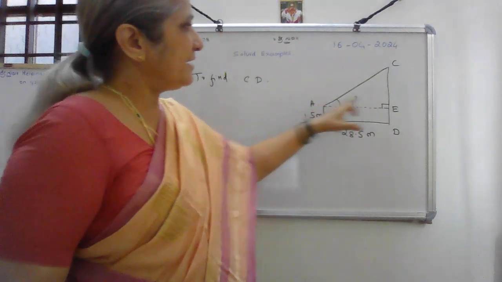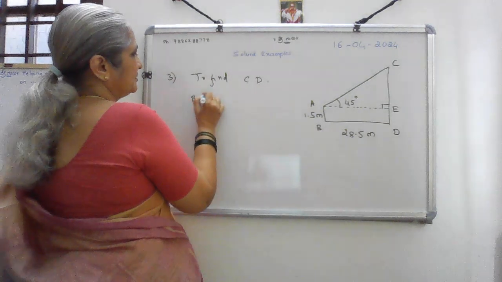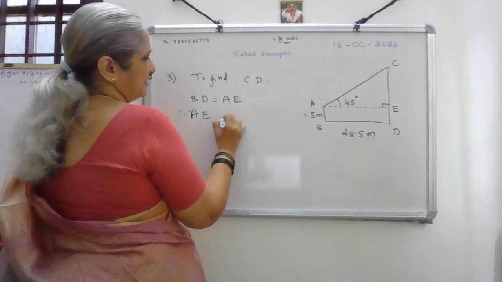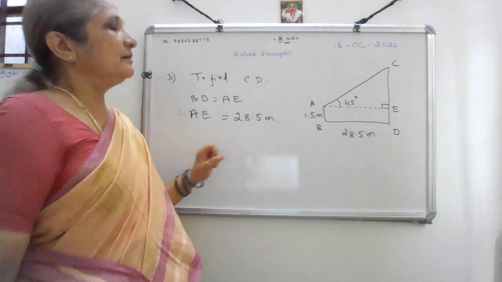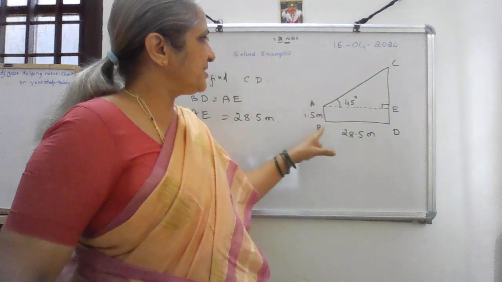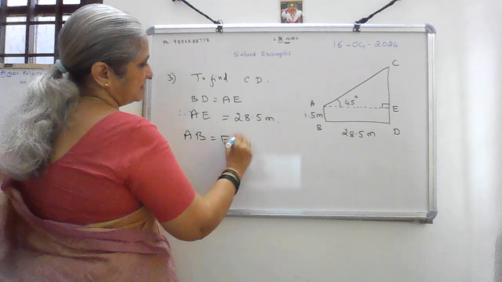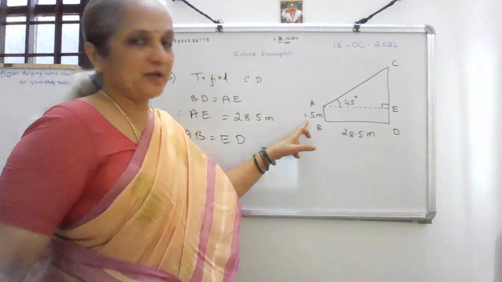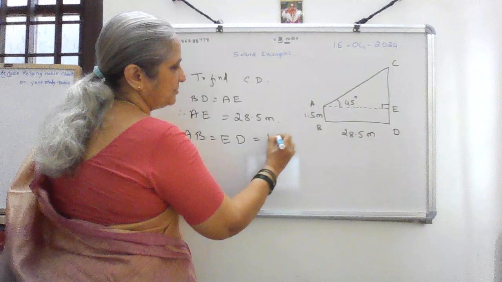And obviously AE will be 28.5 because BD is equal to AE. Therefore, AE will be 28.5 meters, right? And we need to find CD. We know that AB is equal to ED. And AB is what? Height of an observer. He is 1.5 meters tall. Therefore, ED is 1.5 meter. This is equal to 1.5 meters.